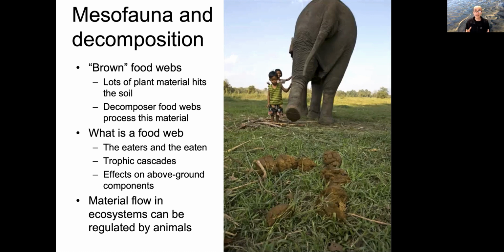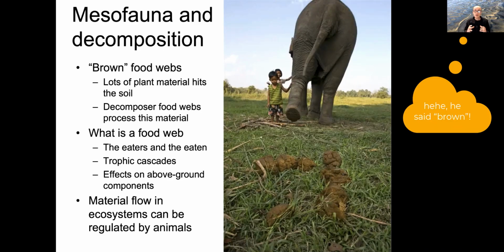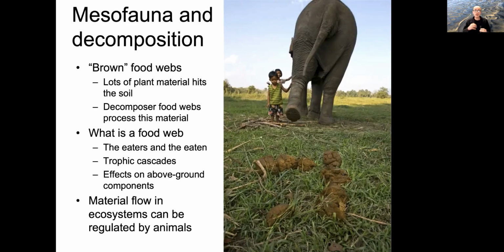What you're going to learn about is brown food webs. That is all of the action that happens for all that plant material that actually is not eaten when it's alive. Most of the plant material, as you're going to learn, actually hits the soil and fuels an incredible diversity of organisms and interactions in the soil.